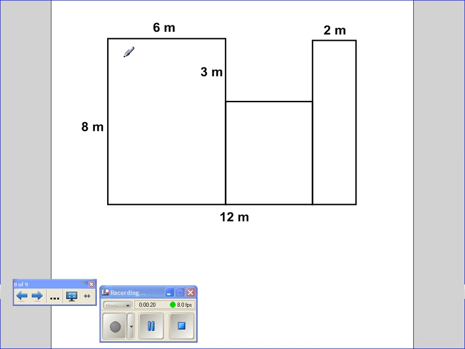Area equals length times width. That's going to be for each one. Length times width. Area equals length times width. And area equals length times width.